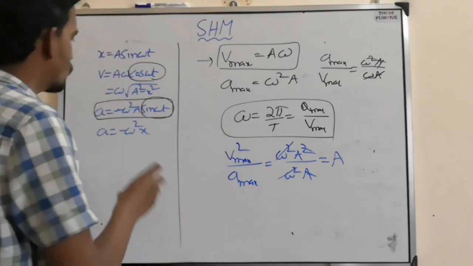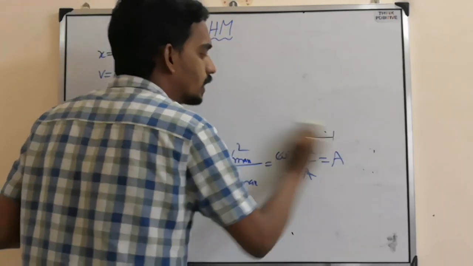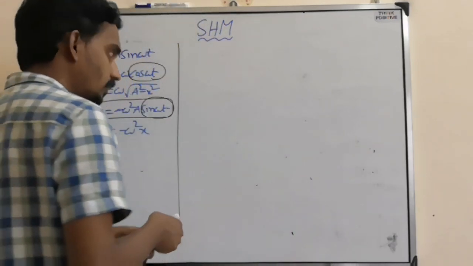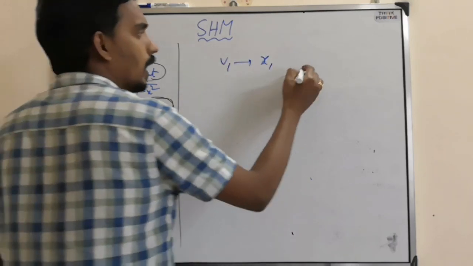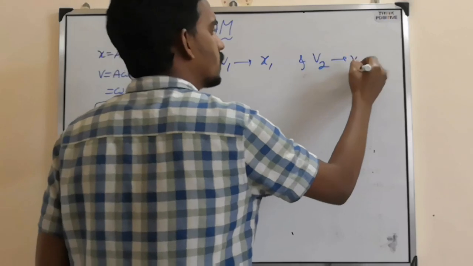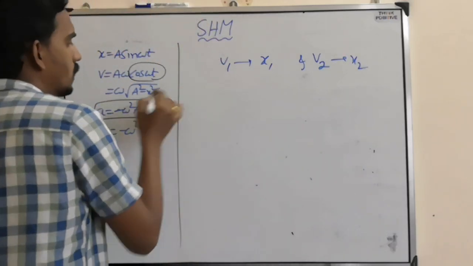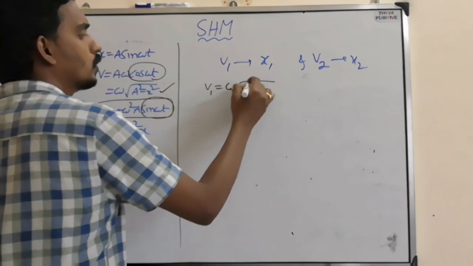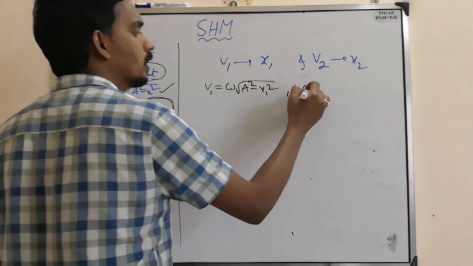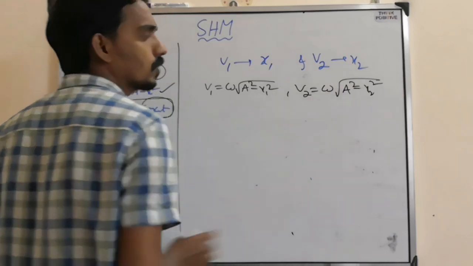Or sometimes they can ask a question based on only velocity depending on displacement. Suppose comparison: V1 is the velocity at position x1 and V2 is the velocity at position x2. Then find the relation between them. So here you have to take this relation. V1 is omega under root A square minus x1 square, V2 is omega under root A square minus x2 square.